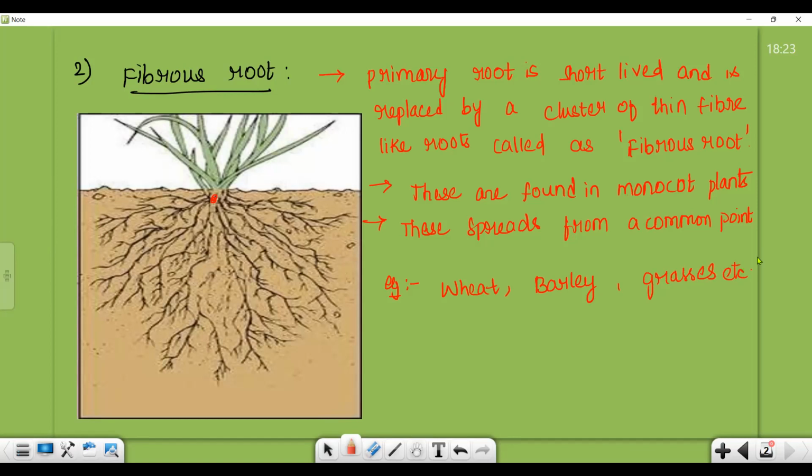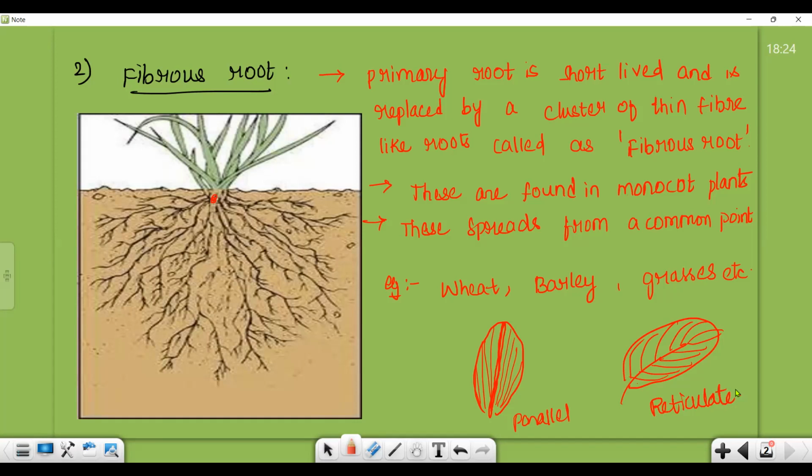And one thing, students, do you remember parallel venation and reticulate venation? Yes, ma'am. What is parallel venation? If the veins are arranged parallelly around the midrib, it is called parallel venation. In a leaf, if they are arranged in the form of a net, it is called reticulate venation. Now my question is, there are two kinds of seeds, monocot plant and dicot plant. Which kind of venation is present in monocot leaf and which in dicot leaf?